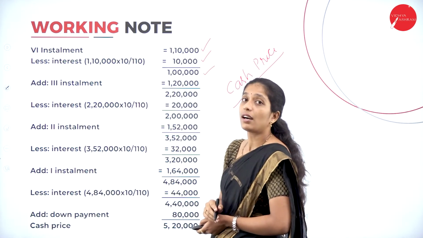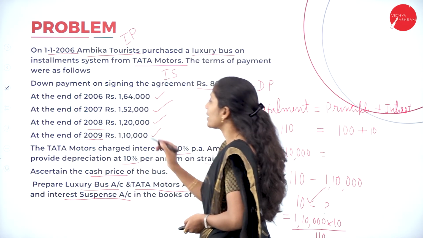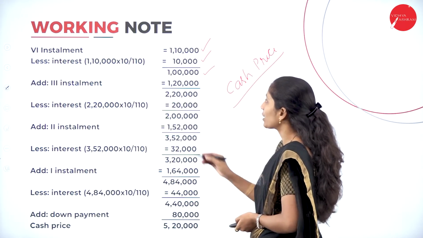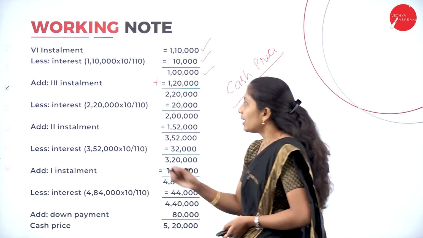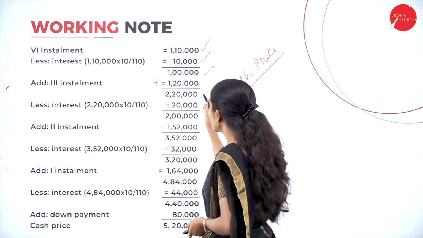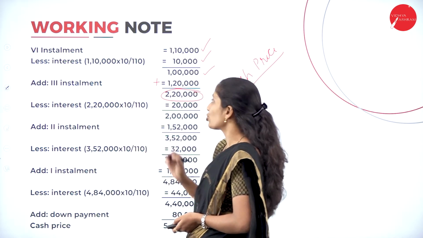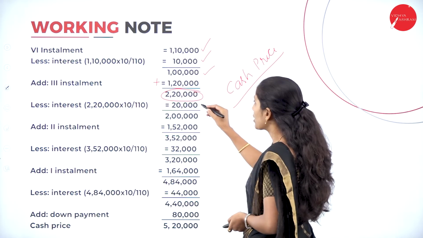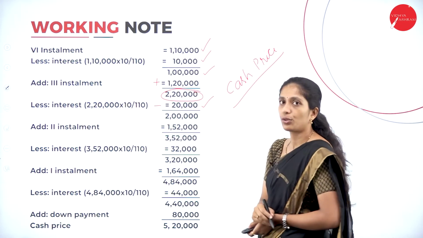Next, add the third installment. So, what is the third installment? That is 1,20,000. So, add 1,20,000. How much will you get? 2,20,000. Now, less interest. Upon this amount, we have to calculate the interest: 2,20,000 into 10 divided by 100. So, you will get 20,000. When you deduct, we will get 2 lakh.